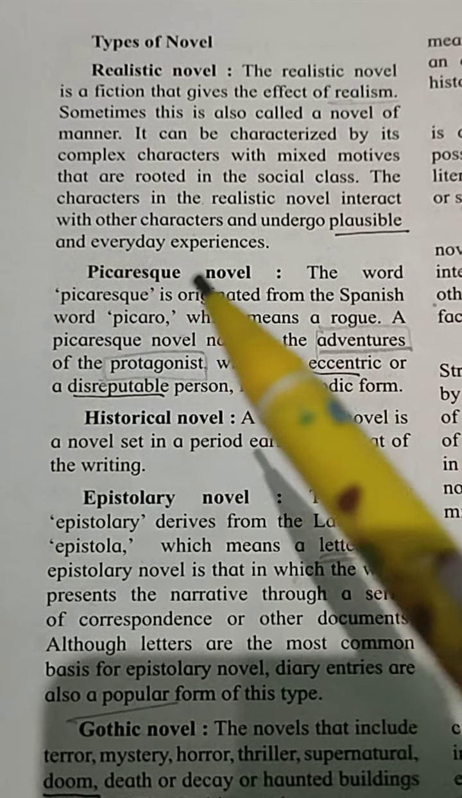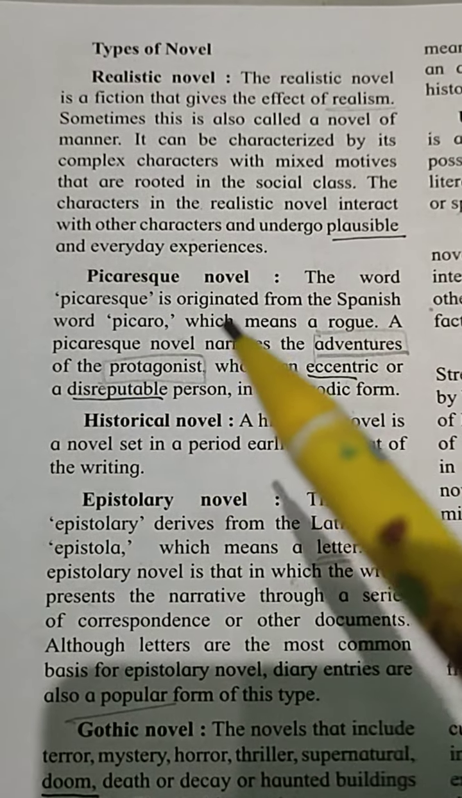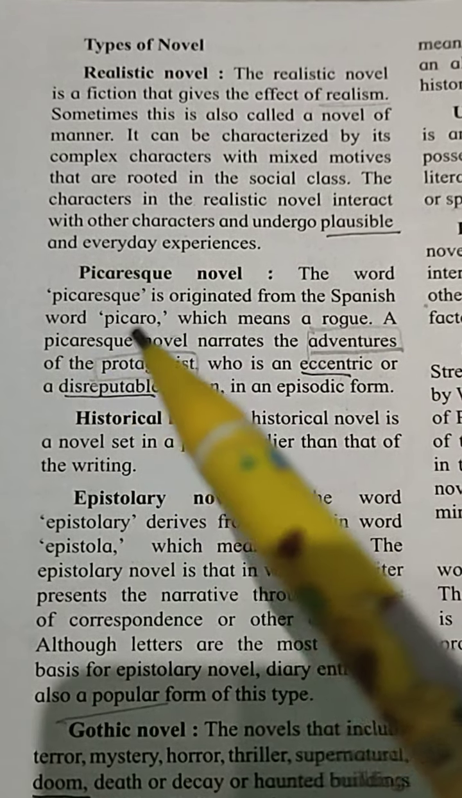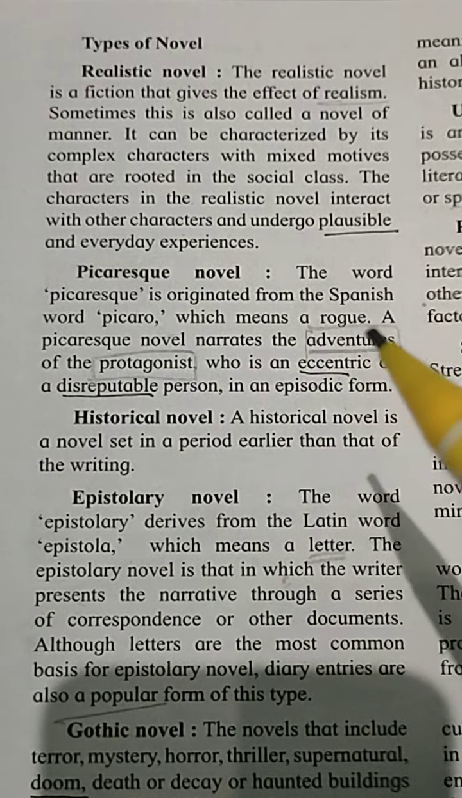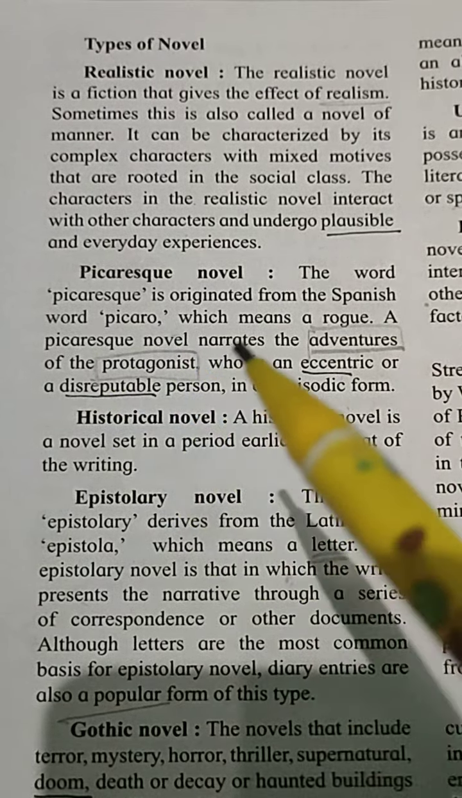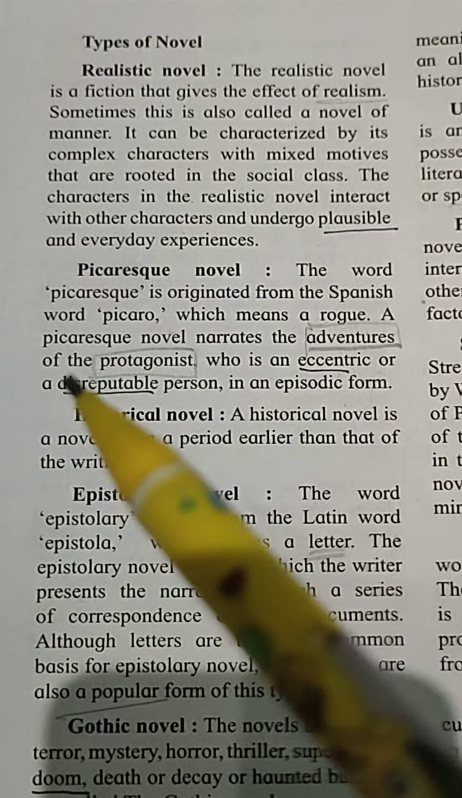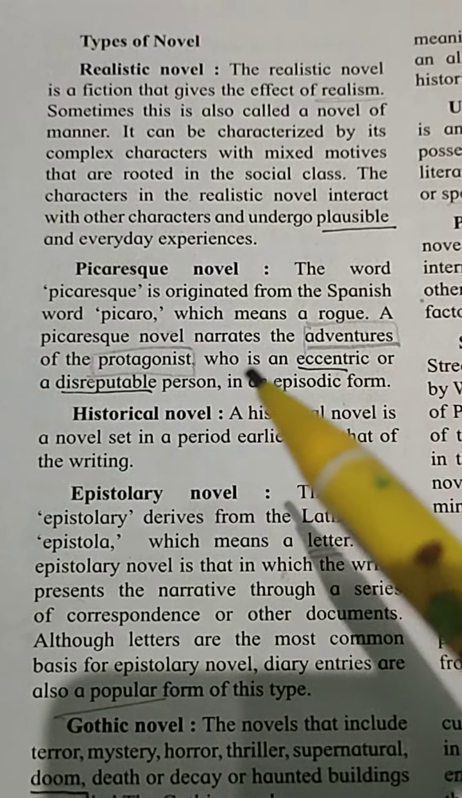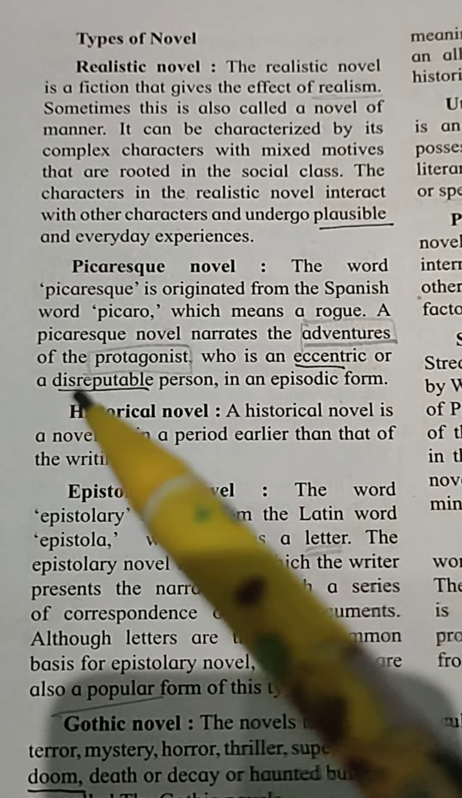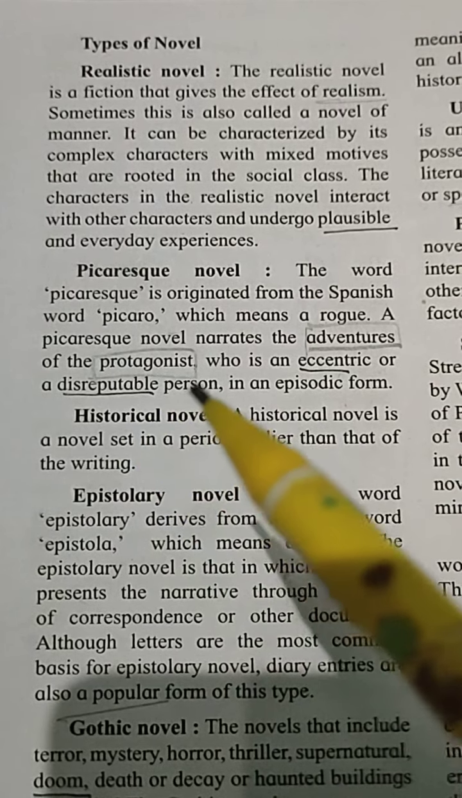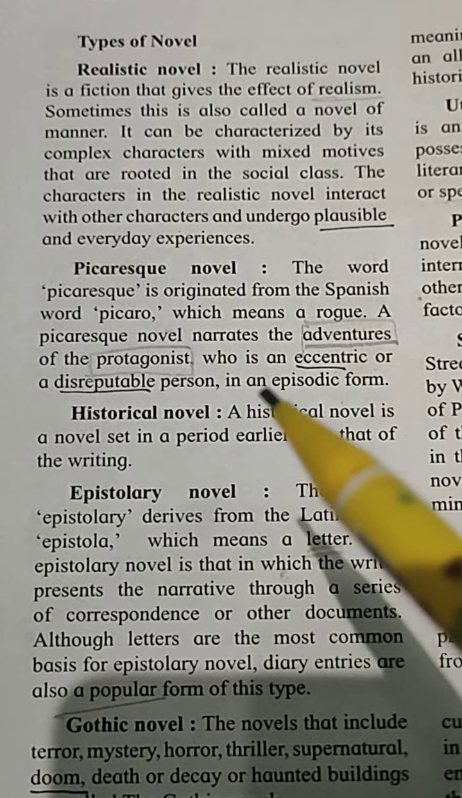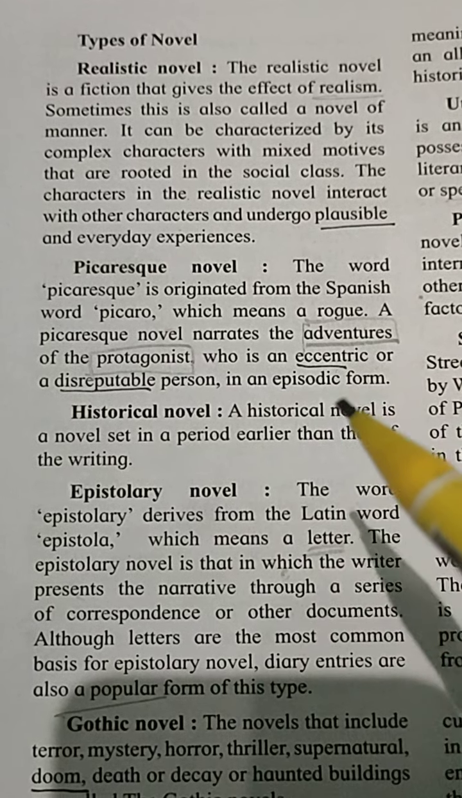Second is the picaresque novel. The word picaresque originates from the Spanish word picaro, which means rogue. A picaresque novel narrates the adventures of the protagonist, who is an eccentric and disreputable person, in an episodic form.